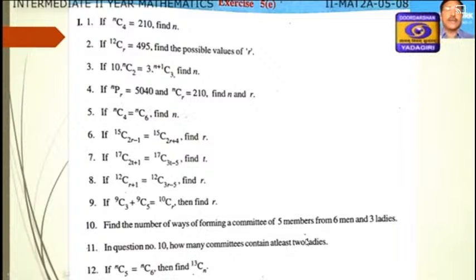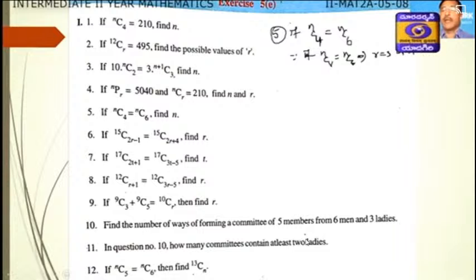nC4 is equal to nC6. If nC4 is equal to nC6, so the formula. Now see this fifth problem in exercise. If nC4 is equal to nC6, then n is equal to. So the formula is if nCr is equal to nCs, then either r is equal to s or n is equal to r plus s. So therefore here 4 is not equal to 6. Therefore n is equal to 4 plus 6 is equal to 10. That's it. And sixth question.